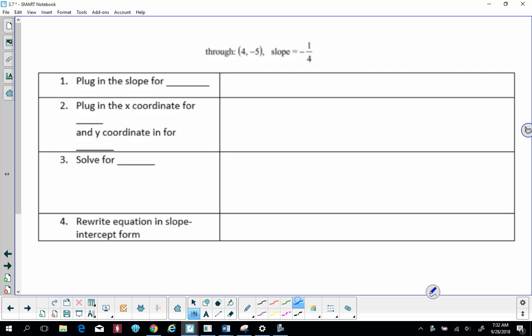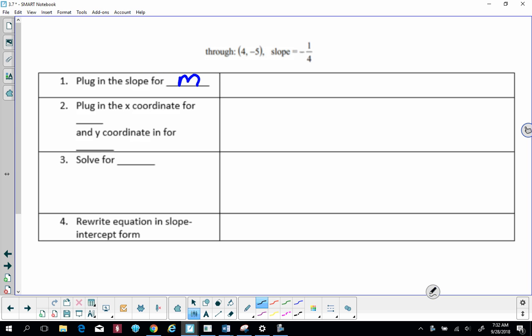So the first thing we're doing is when given a slope and a point. Make sure to go into that note in your book. It might not be in the right order, but it's totally fine. You glued this one in. The first thing you're doing is plugging in the slope for m.